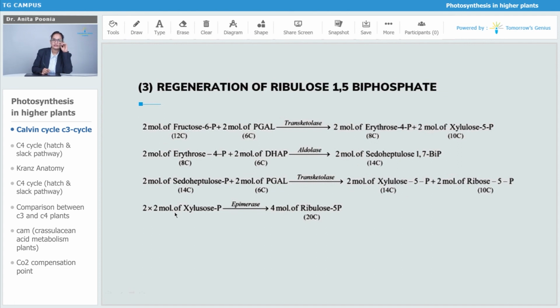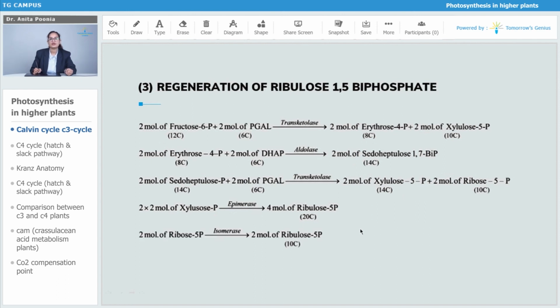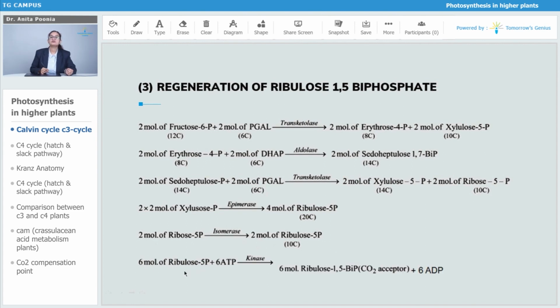And further you see that the 2 times 2 molecules of xylulose, in the presence of epimerase, give you 4 molecules of ribulose. And further, 2 molecules of ribose, in the presence of isomerase, give you 2 molecules of ribulose. And further you see 6 molecules of ribulose 5-phosphate plus 6 ATP, in the presence of kinase, give you 6 molecules of ribulose 1,5-bisphosphate, the CO2 acceptor, and 6 ADP. So that was all about the Calvin cycle.